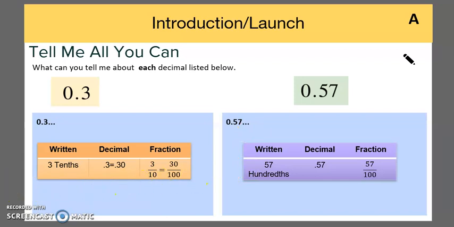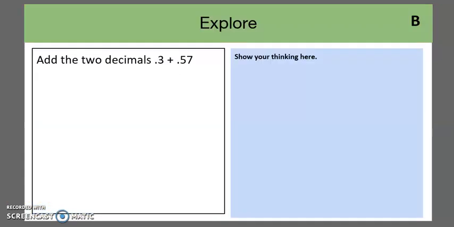Now we're going to get into another problem. Here, let's look at this problem. Add the two decimals, so we have 3 tenths plus 57 hundredths. So pause the video, think about how you would develop this answer, and we're going to compare your answers on the next slide.